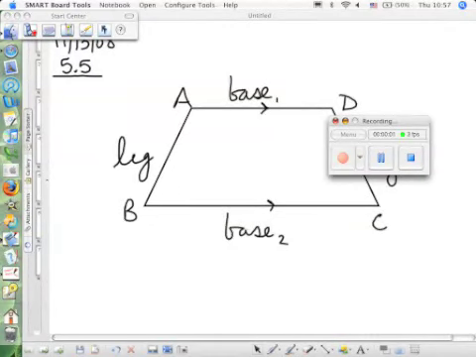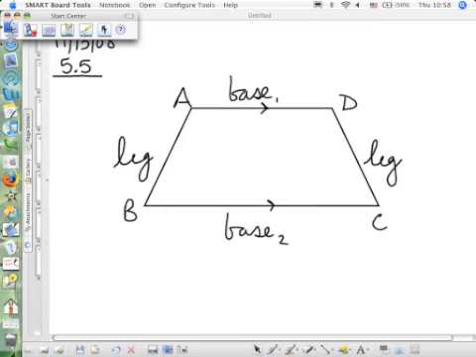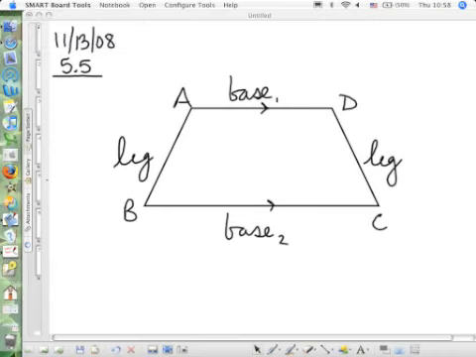Wait, I always thought a trapezoid had one straight side and one slanted side. Okay. So it just has two parallel sides.